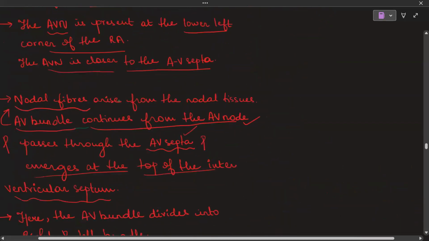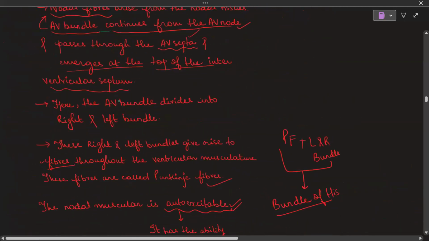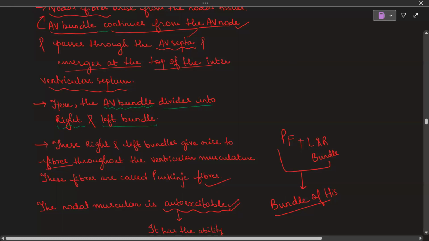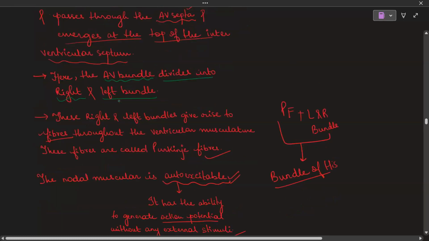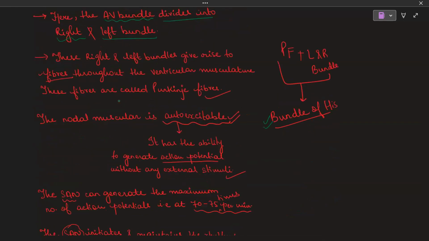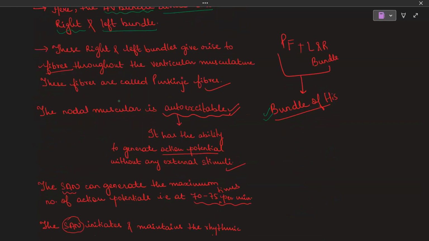Now, the AV bundle, the atrioventricular bundle coming from the AV node, divides into the right and the left bundle. It sort of divides like this. Now, the right and the left bundle give rise to fibers throughout the ventricular musculature. And these fibers are known as Purkinje fibers. The Purkinje fibers, along with the left and the right bundle, are altogether known as the bundle of His.